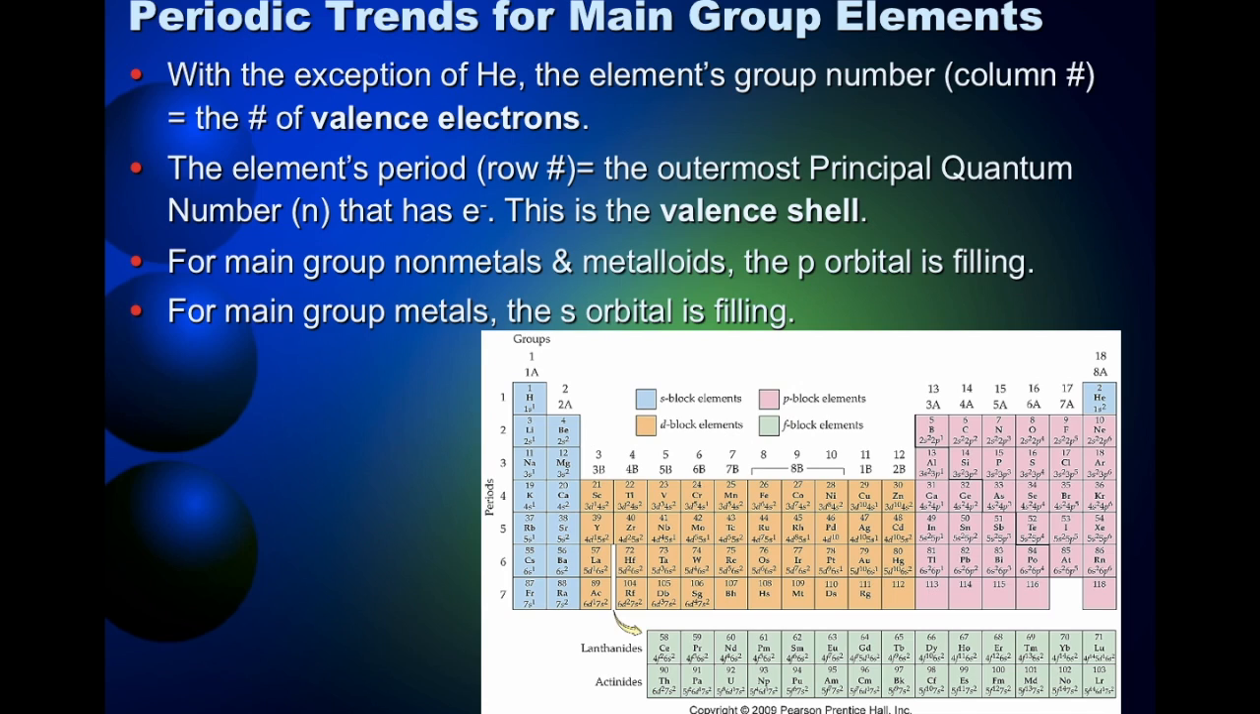All right. So for main group non-metals and metalloids, those on the right side of the periodic table, the p orbital is filling. For main group metals, the s orbital is filling. Those are the two groups on the left. For the 6 groups on the right, the p orbital is filling.